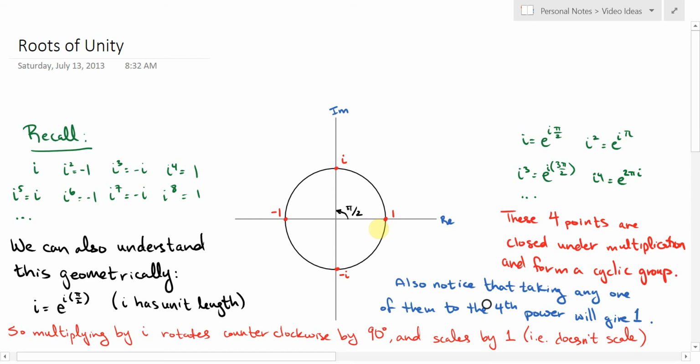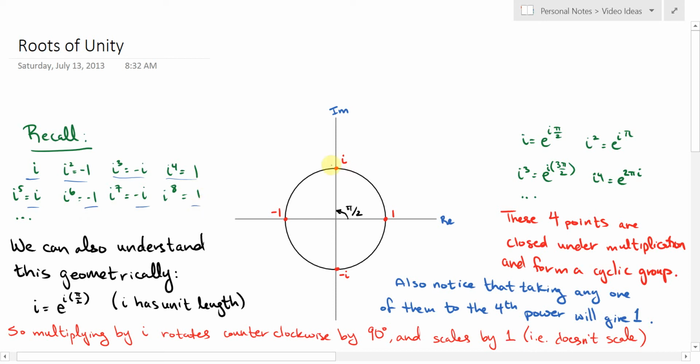Okay, in this video I'm going to talk about the nth roots of unity, and we've actually already seen this in the case n equals 4. So recall that you had i, but if you multiplied it by itself, i squared is negative 1, i cubed was negative i, and i to the 4th was 1, and then it just wraps back around on itself. i to the 5th is i again, negative 1 again, negative i, and 1 back and forth.